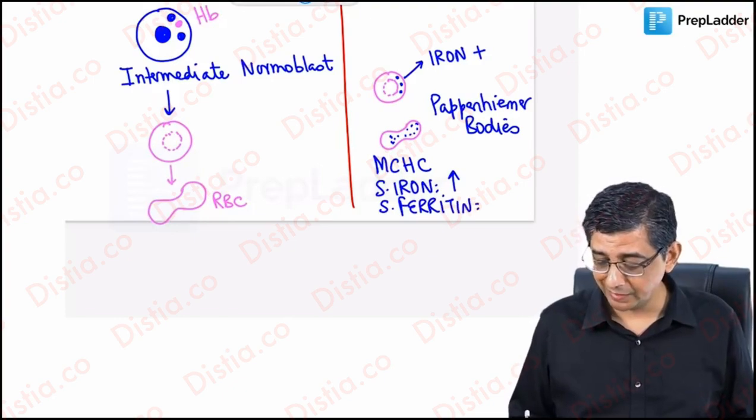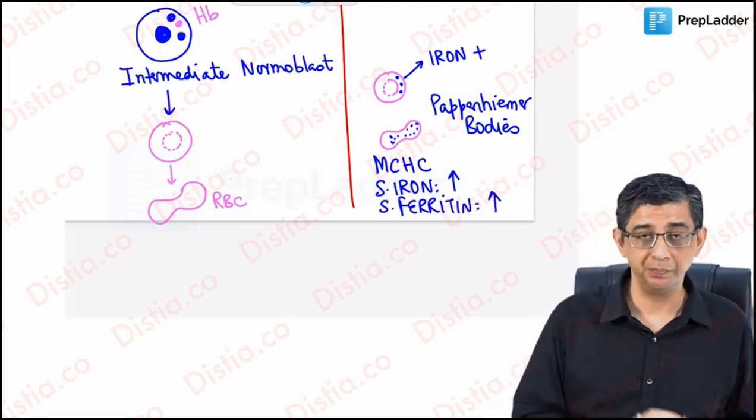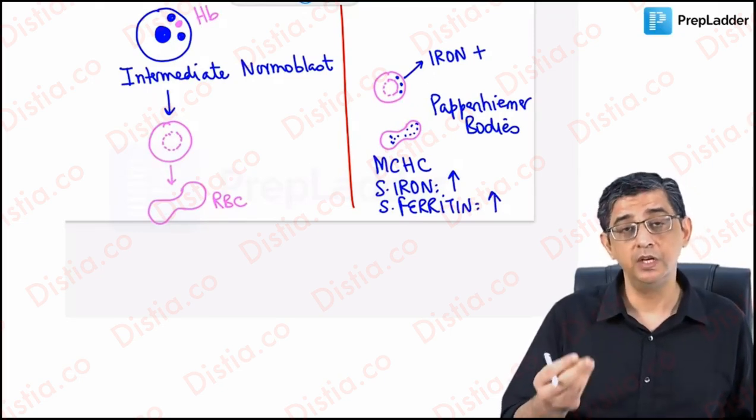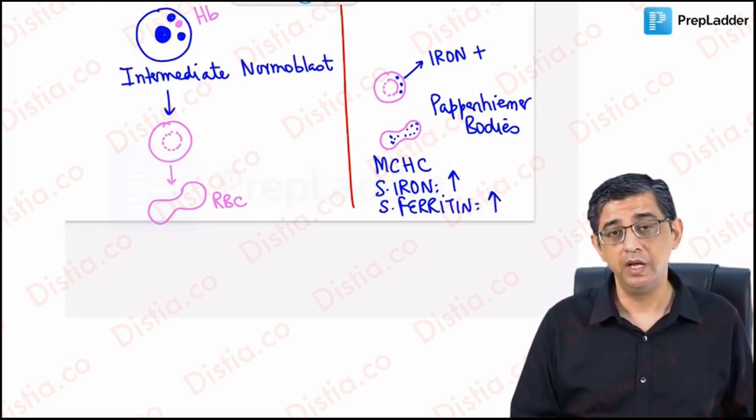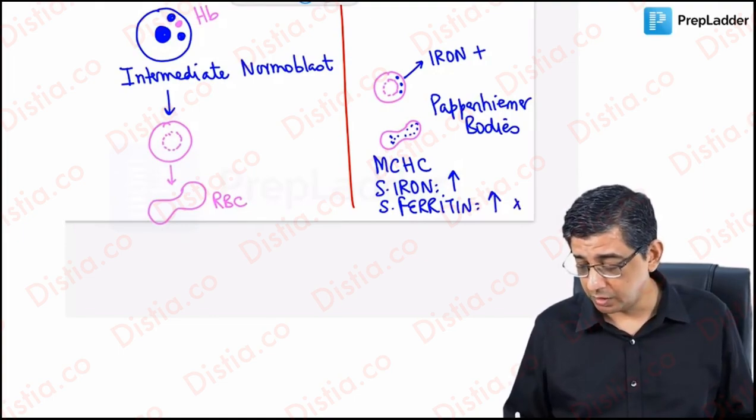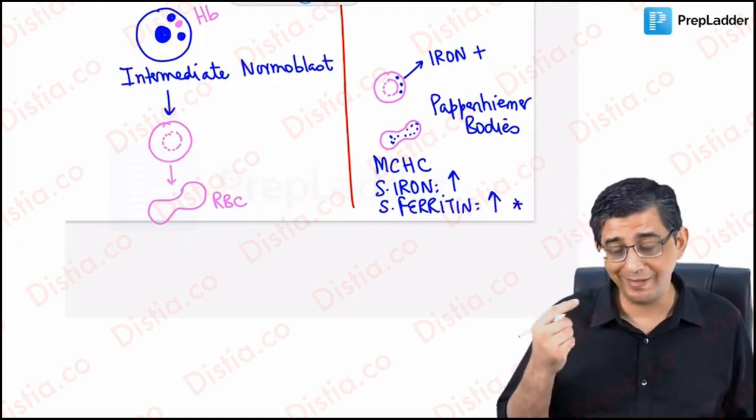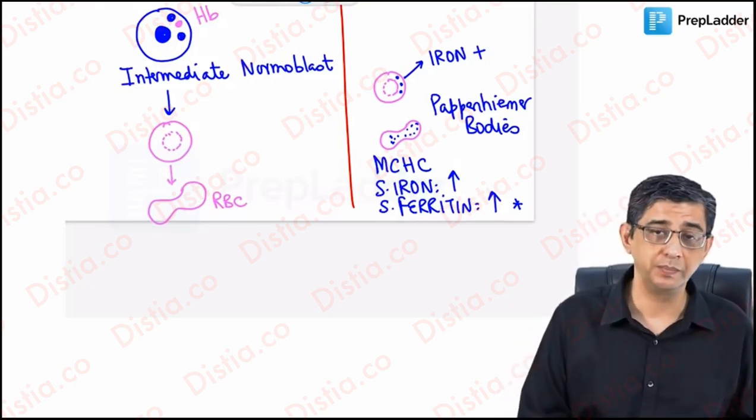Please appreciate the fact that traditionally when you study anemia, the thought process is that anemia should always have a low ferritin level, but I'm teaching you a peculiar anemia in which ferritin is increased, and that is the reason why this is asked in the exam.